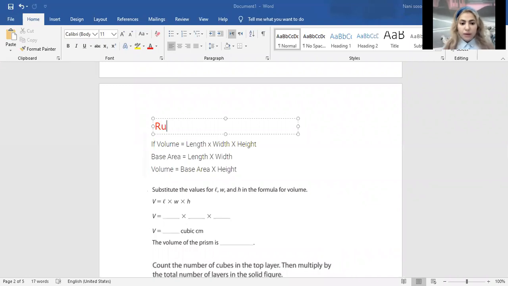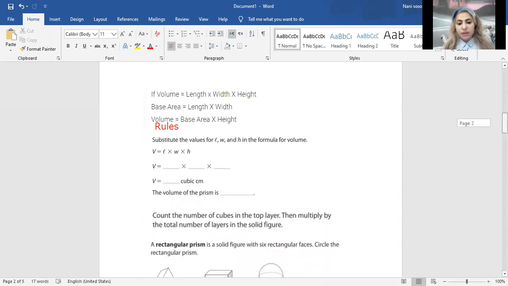Okay, the volume equals length multiplied by width multiplied by height, base area equals length multiplied by width, so volume equals base area multiplied by height. Substitute the values for length, width and height to get the volume of the prism. Here I have the prism, just a second.